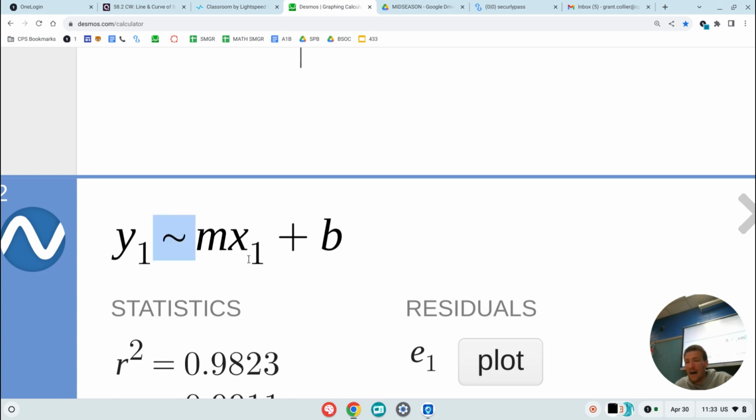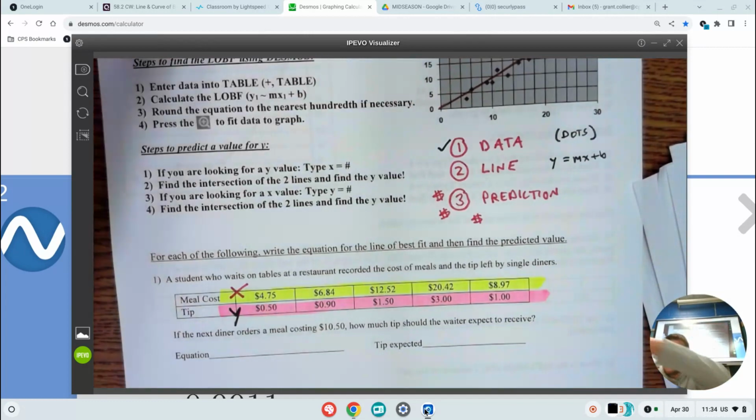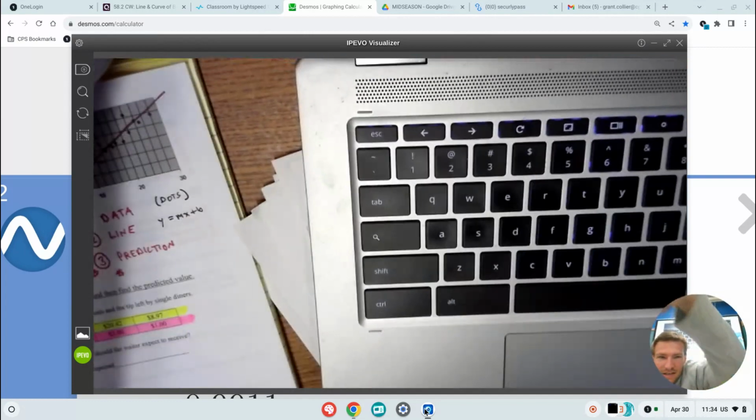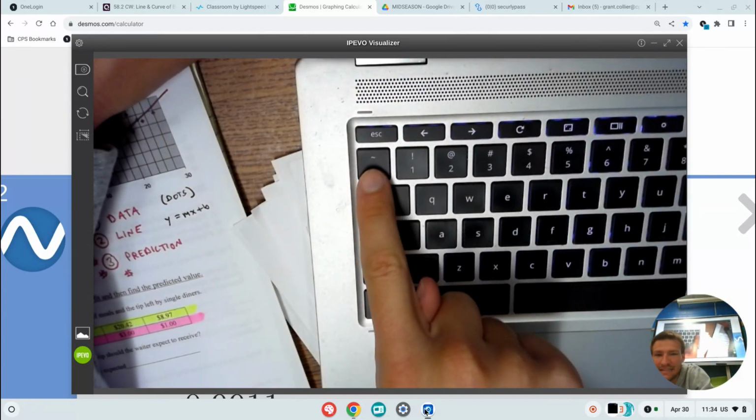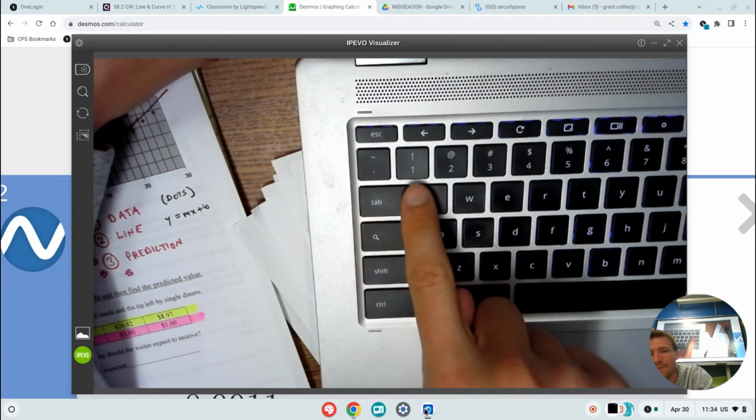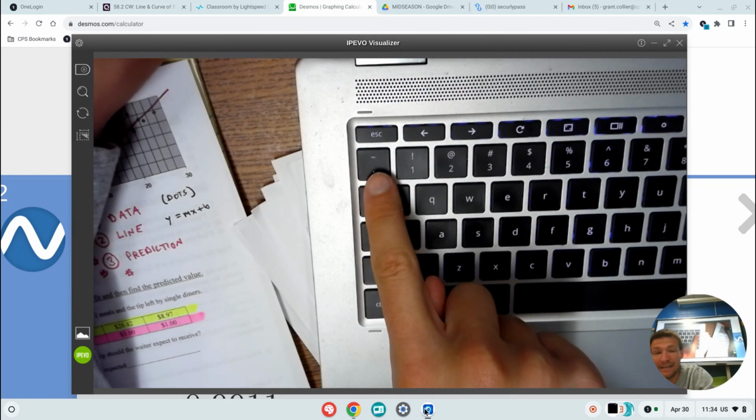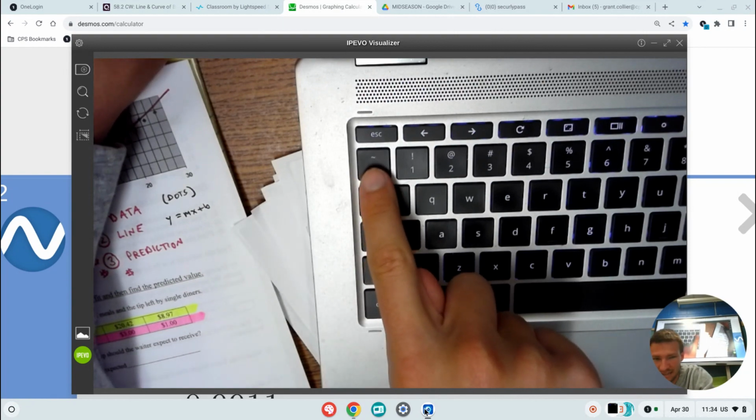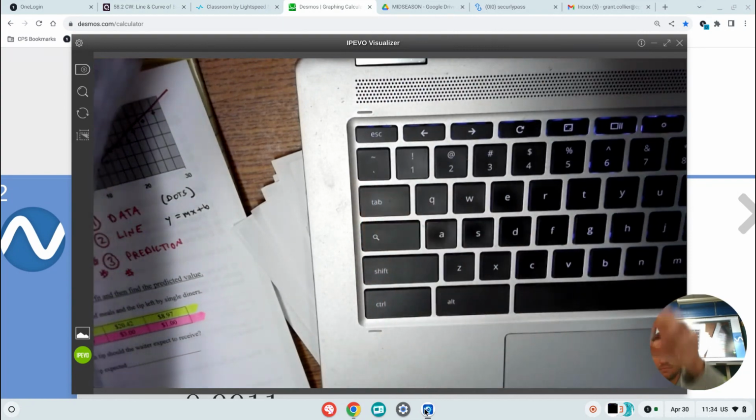Now, where can you find the squiggly line on your keyboard? Anybody find it on the keyboard? Yeah. You can find it, I'll move my thing here, right here by the escape key. By the escape, by the tab, by the 1, you have to press shift. It is the squiggly line right here on the Chromebook.